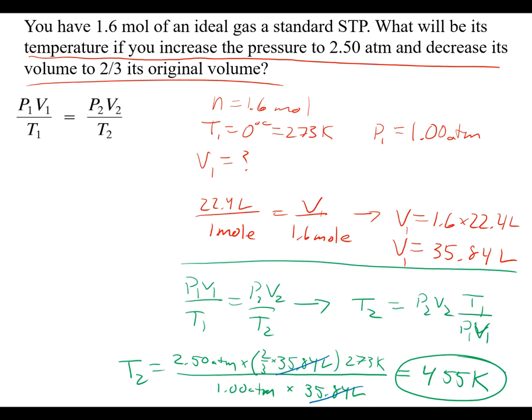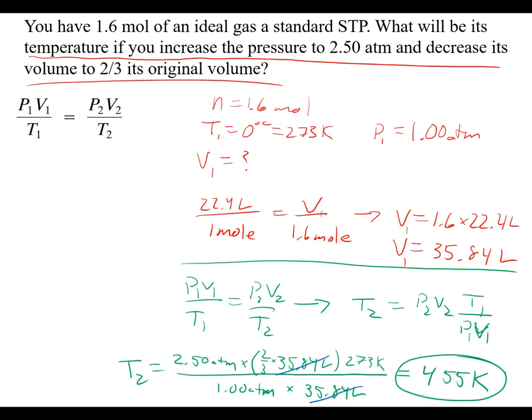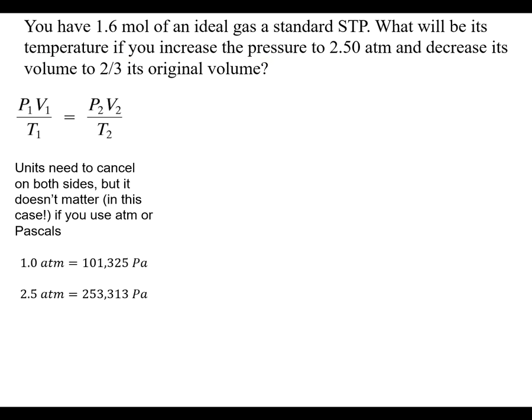Now, here's an important point. The units need to cancel on both sides, but when using this relationship equation, the units themselves don't really matter. In the last equation, in the last slide, excuse me, we used pressure in atmospheres. What happens if we use them in pascals instead? And just for reference, I wrote them down already for you.